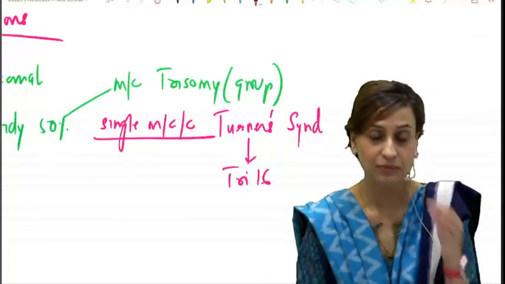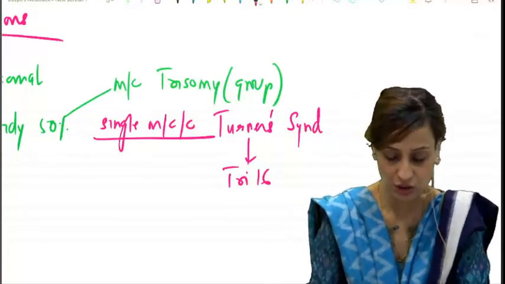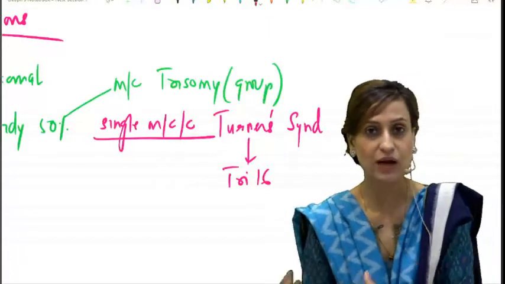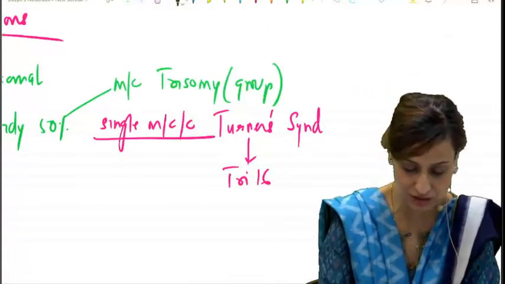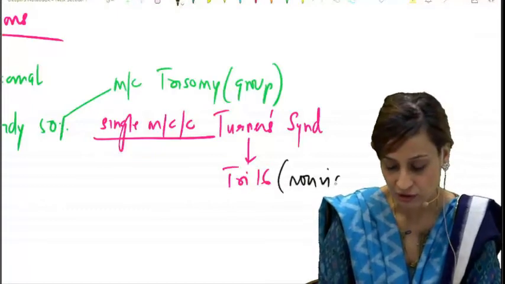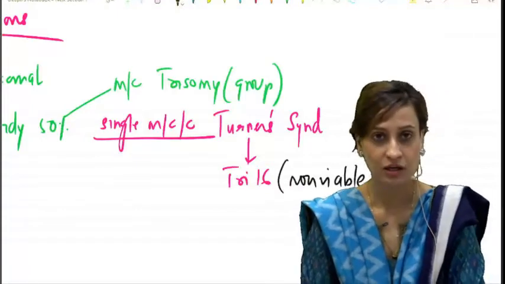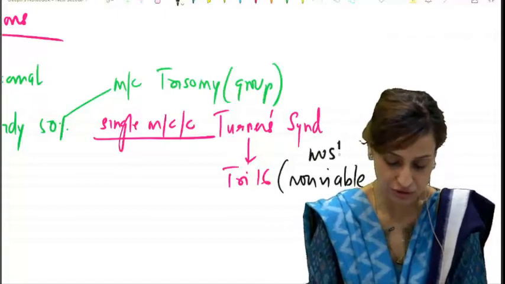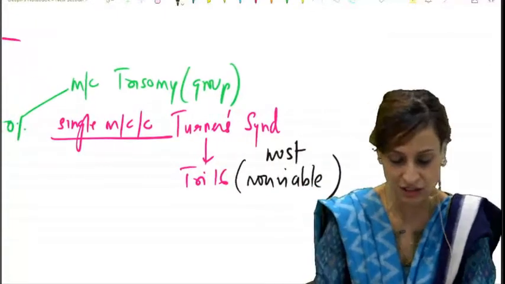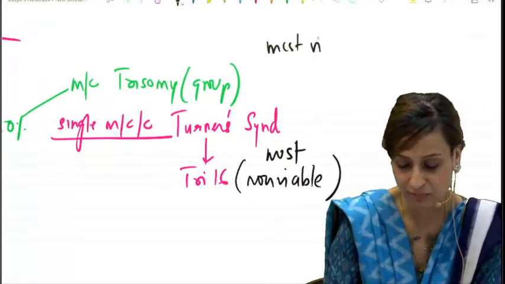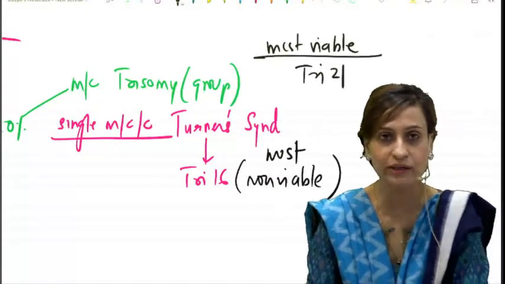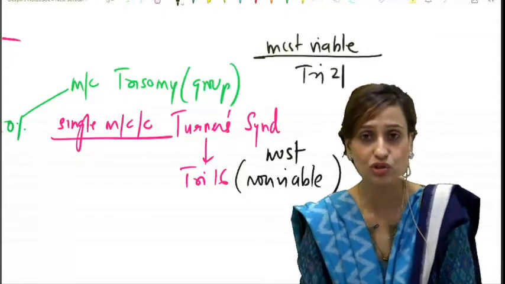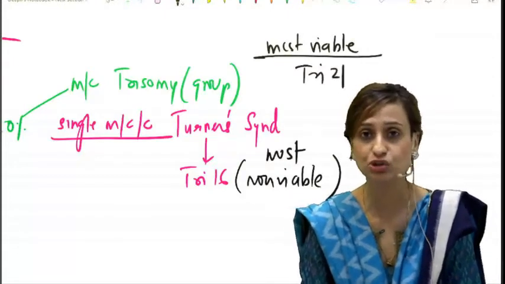The PGI people are also fond of asking you which is the most viable trisomy and non-viable. So remember, trisomy 16 is the most non-viable trisomy, whereas the most viable trisomy is trisomy 21. Trisomy 21 is also in general the most common trisomy, right?